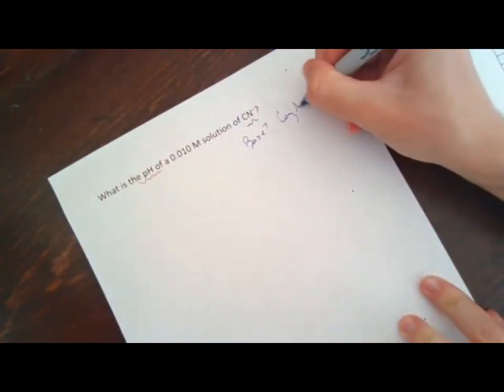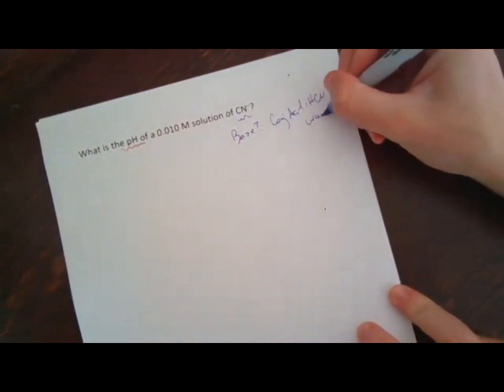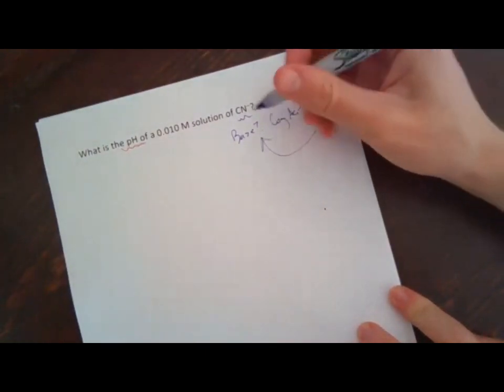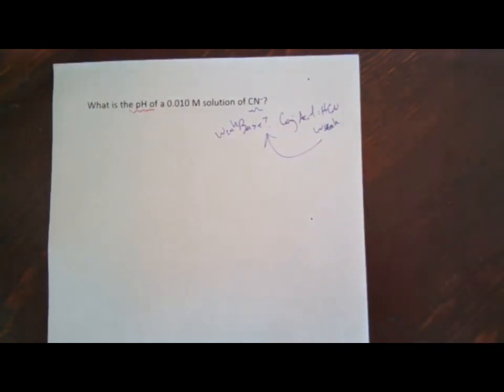And we can see that the conjugate acid would be HCN. HCN is hydrocyanic acid, and that is a weak acid. Because the conjugate acid is weak, that means CN minus is a weak base. So when you dissolve cyanide in water, you produce hydroxides. You produce some hydroxide that will then affect the pH of the solution and turn it into a basic solution.